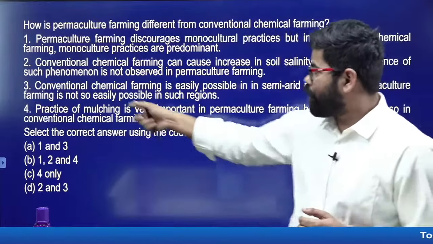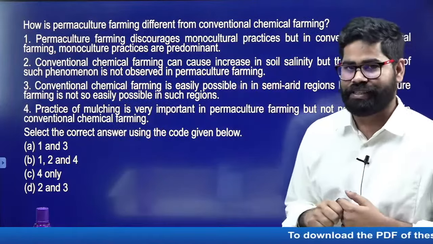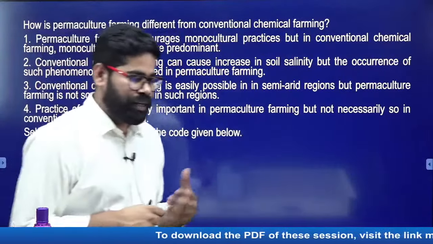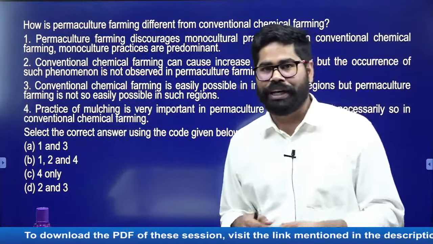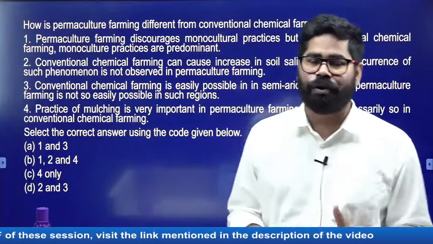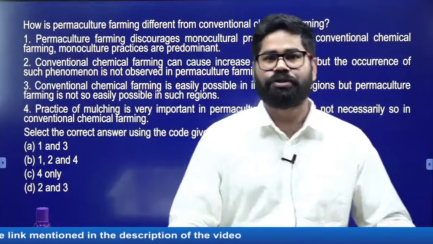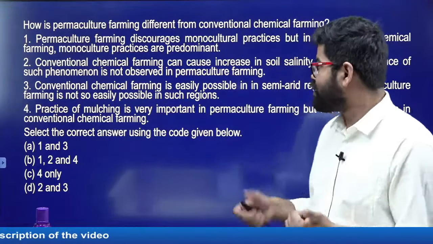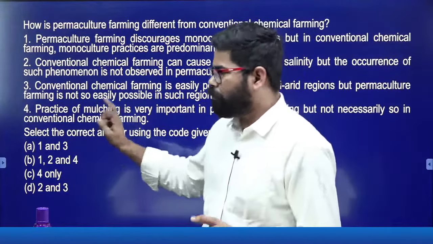Okay. Now third is saying conventional chemical farming is easily possible in semi-arid regions. Now you know that in semi-arid regions, doing conventional chemical farming is not very much possible because you need a lot of irrigation, a lot of fertilizers and other things, and the yield is also low. But when we talk about the permaculture, it is following the natural things. So in case of permaculture, we can have growth in even semi-arid regions. Okay. So third statement is incorrect, while fourth is correct.